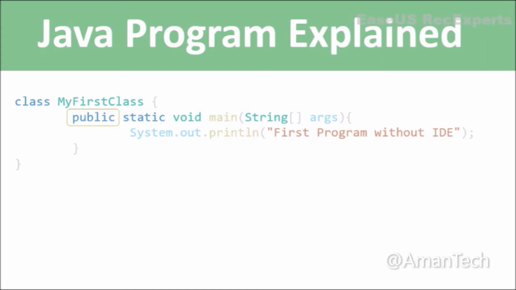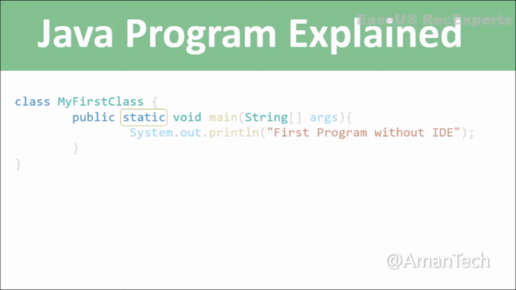Inside that we have the first method starting with public. Public specifies the access of this method. If it is public, then it is accessible from outside the class as well. But if it's not public, for example private, then only this class will be able to access this method. No outer class will be able to access this method.